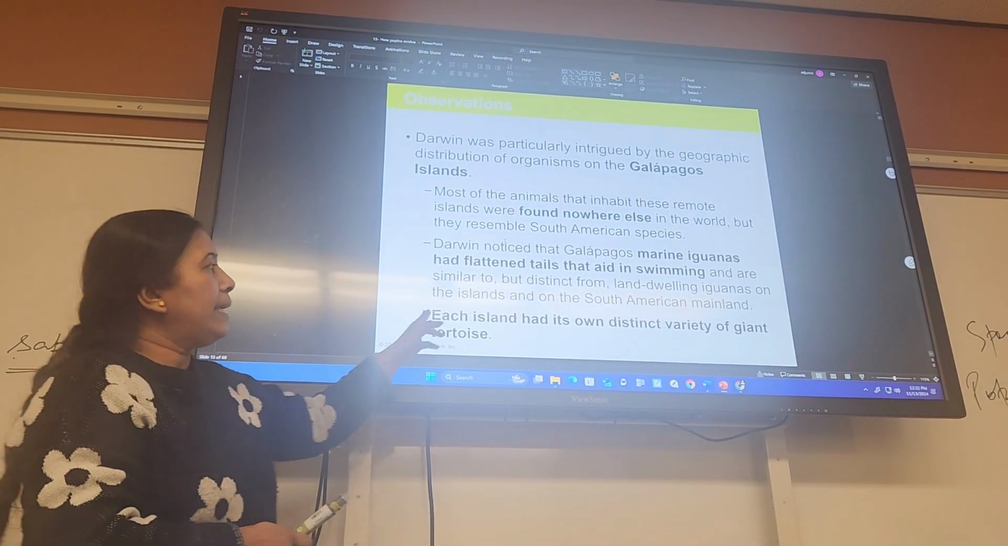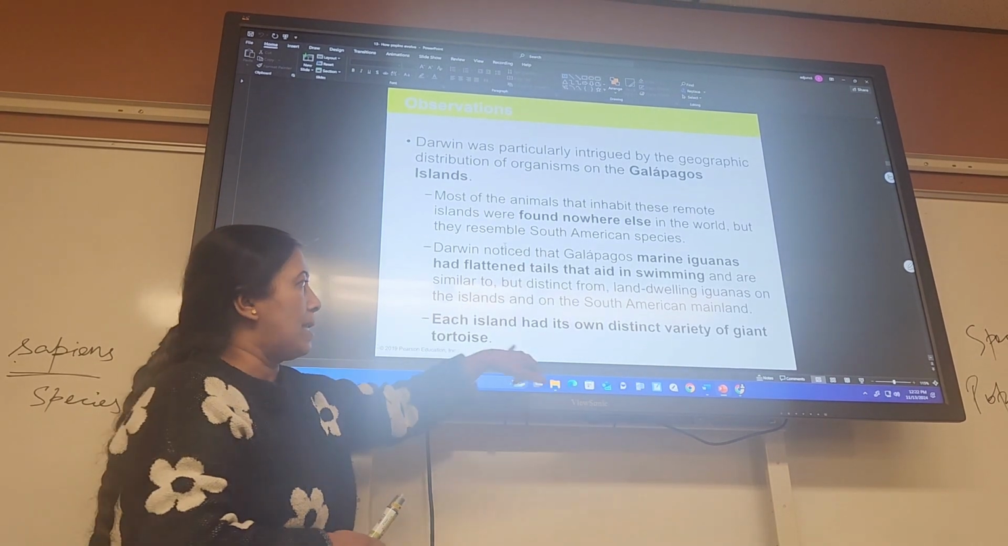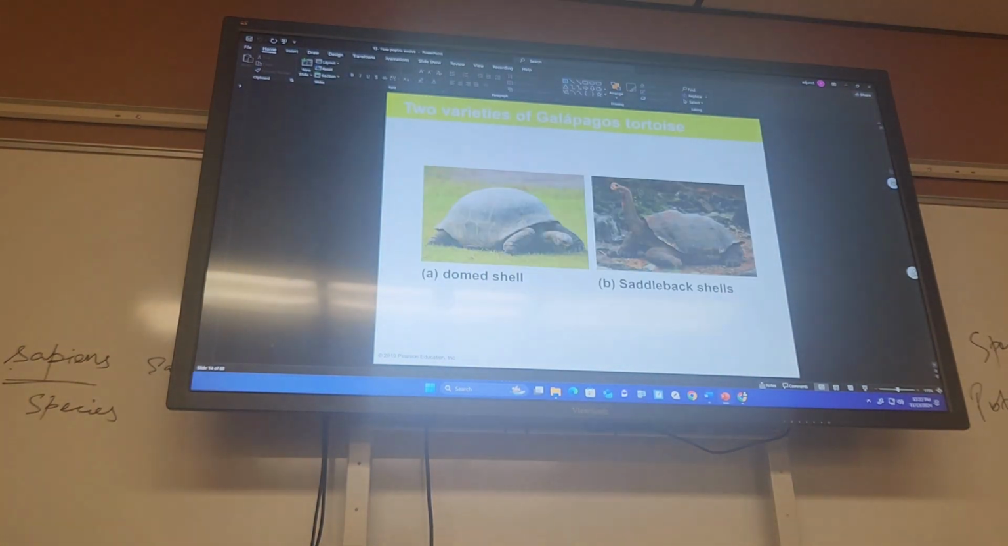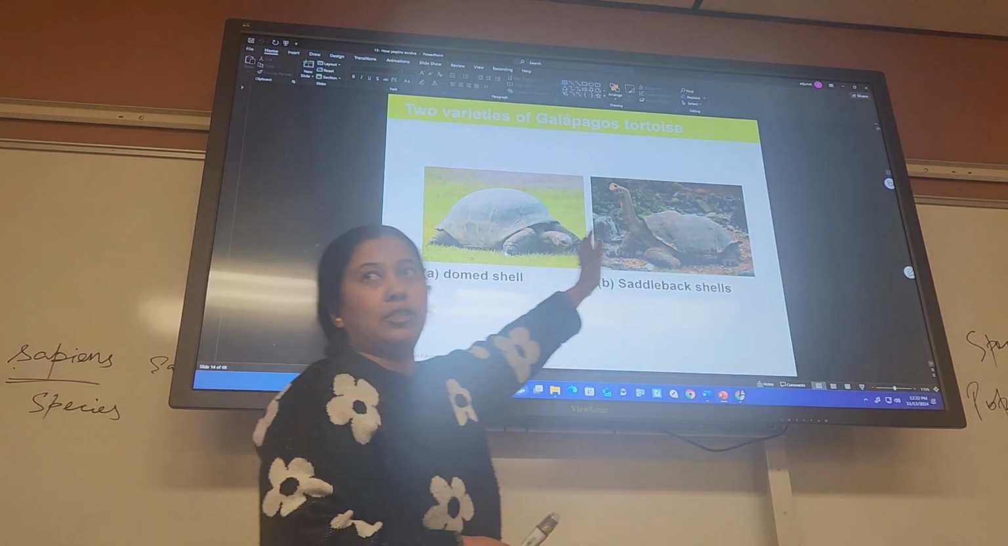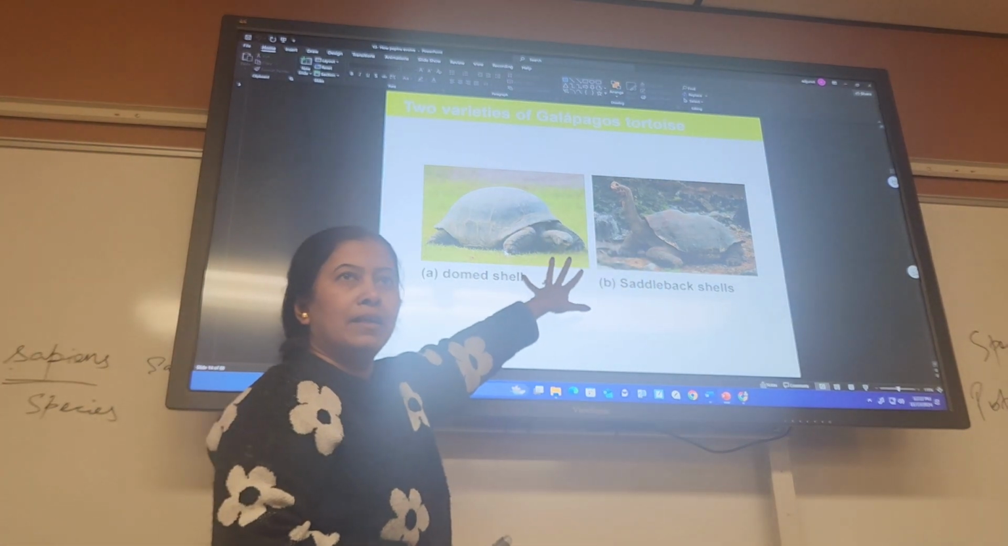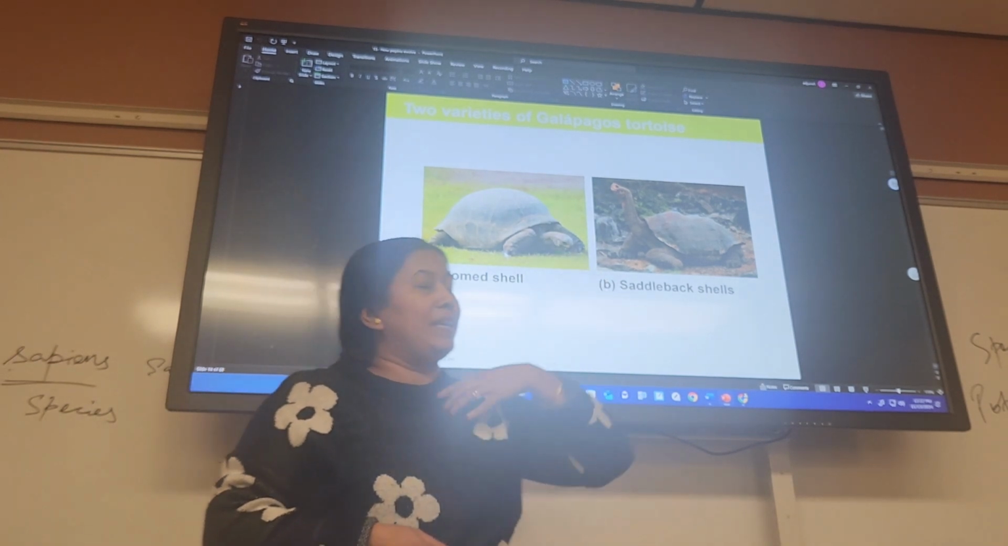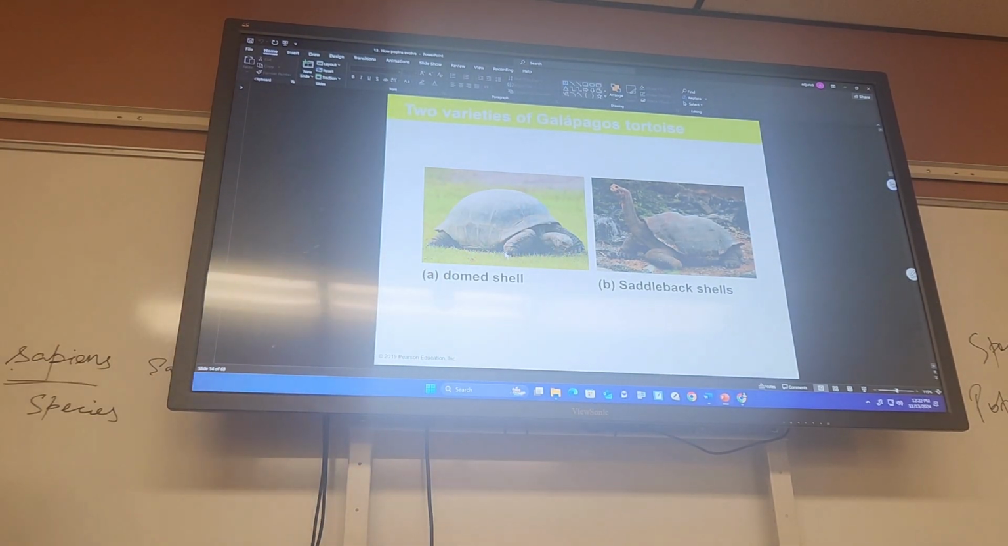And then each island in the Galapagos Islands had its own distinct variety of giant tortoise. These are very famous from the Galapagos Islands. You know how old they are? Hundreds of years, right? So these tortoises have been here way before us.